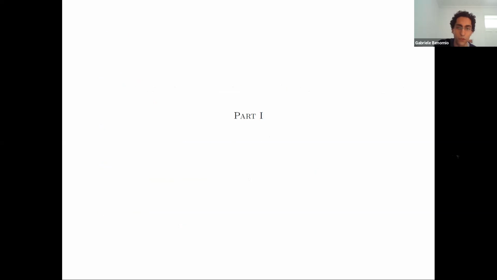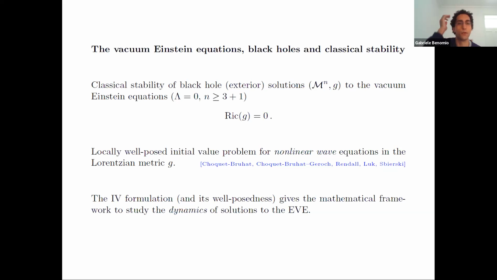Okay, so we're good to start with part one. Broadly speaking, we'll be interested in the classical stability of black hole solutions to the vacuum Einstein equations, Ricci of g equal to zero. Everything I'll be saying will be classical, so there will be nothing about the quantum nature of these objects. And I'll be restricting to black hole exterior solutions.